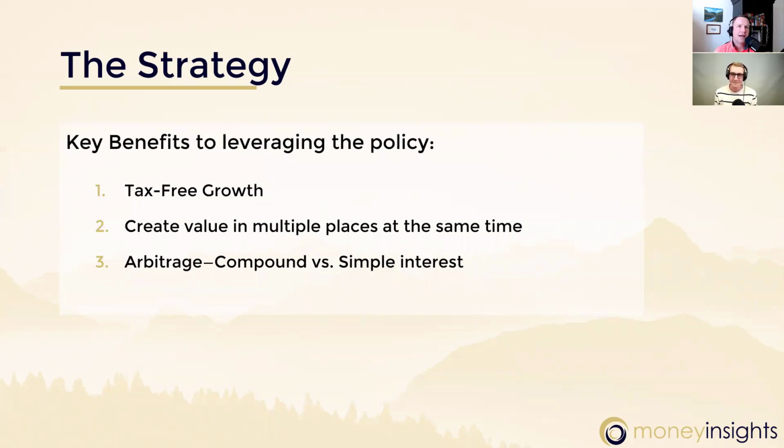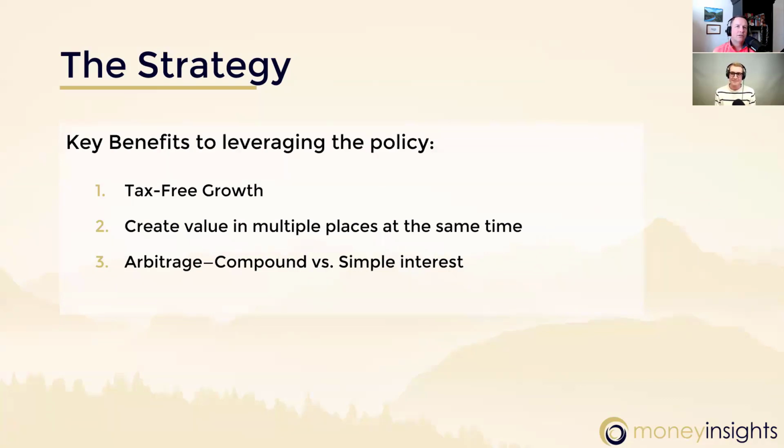Number two, because we're accessing the money in the way that we do, we are literally creating value in multiple places at the same time. But the third thing that we haven't really expanded on is that we create an arbitrage. If our money stays in the account and continues to grow while we're flowing money through the loan side, then the money in our policy grows on a compound basis, unimpeded, right? But the interest we're paying on the loan side is simple interest.